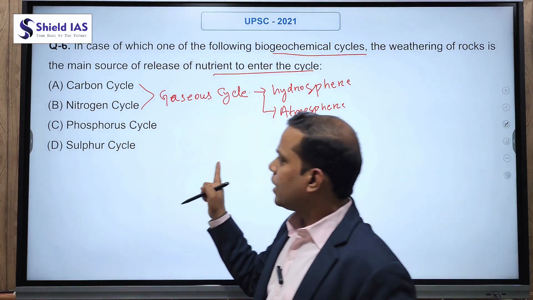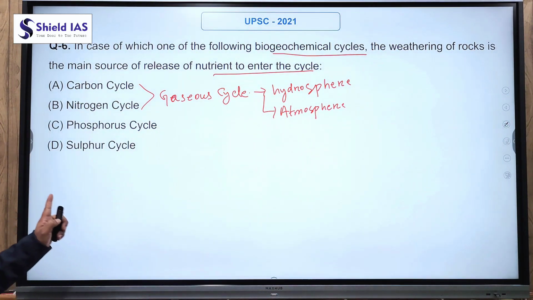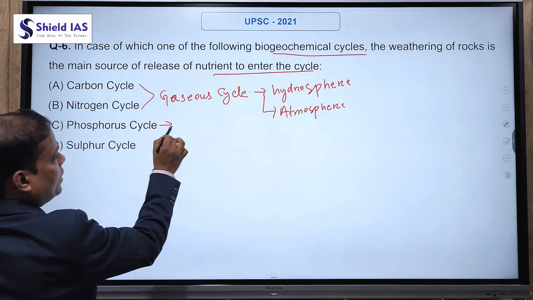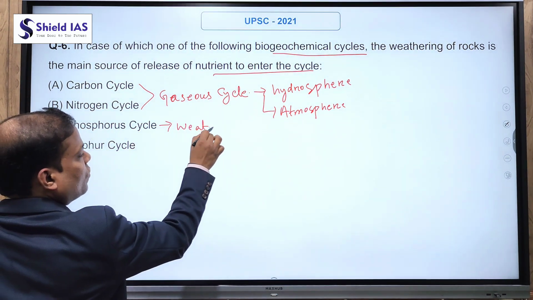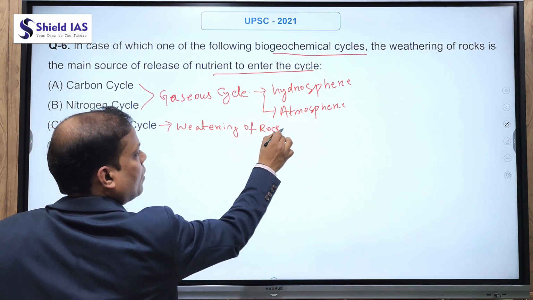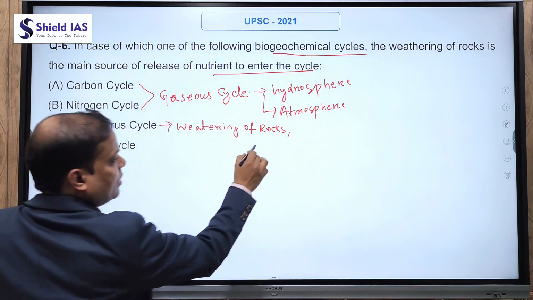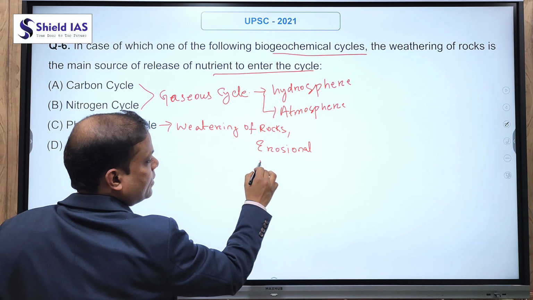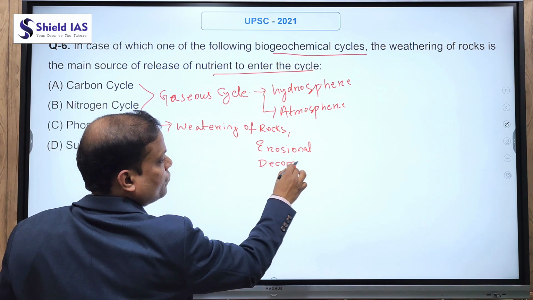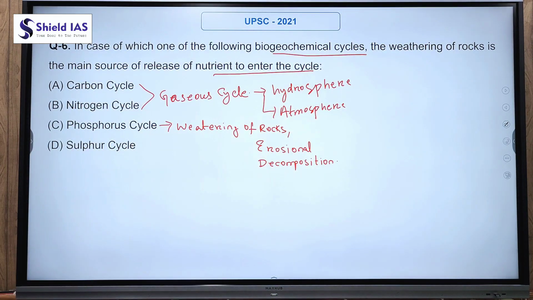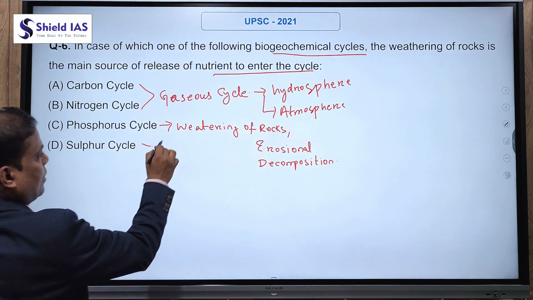So we can eliminate carbon and nitrogen. And the sulfur cycle, as we discussed, the nutrients are released by weathering of rocks, then erosion of runoff, and last is decomposition of organic manure. Sorry, this is the sulfur cycle.